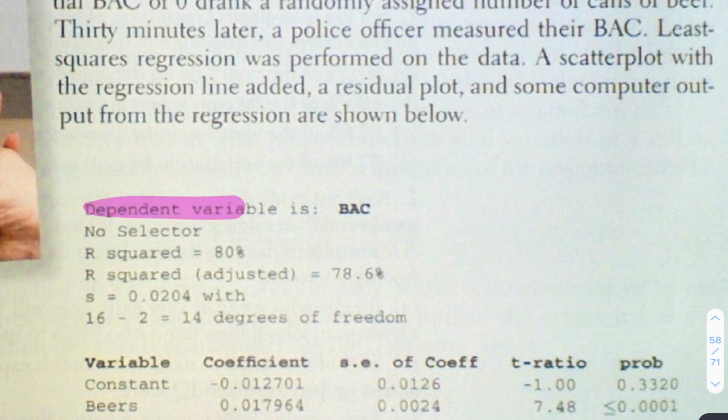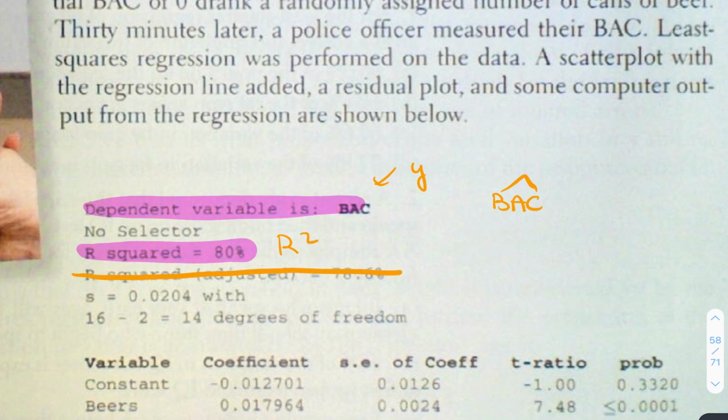So when it says dependent variable, that is saying our Y variable. So we would say BAC hat. Our R squared is 80%. That gives us our variability. In our case, we're going to ignore the adjusted. When they say S, that means the standard deviation of our residuals.